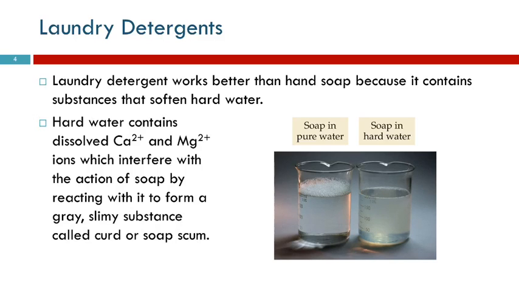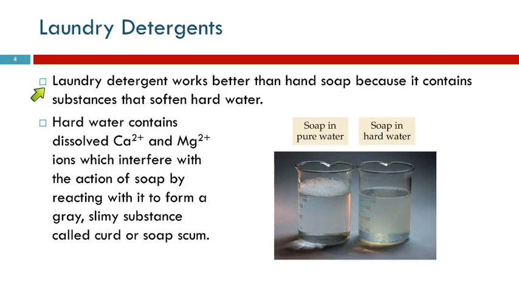That's due to a precipitation reaction occurring between the soap and the calcium and magnesium ions that are present in the hard water. We get this formation of this gray, slimy substance called curd or soap scum. You may have encountered that inside your washing machine or in the bathtub. That ring that forms is from the soap curd, soap scum.